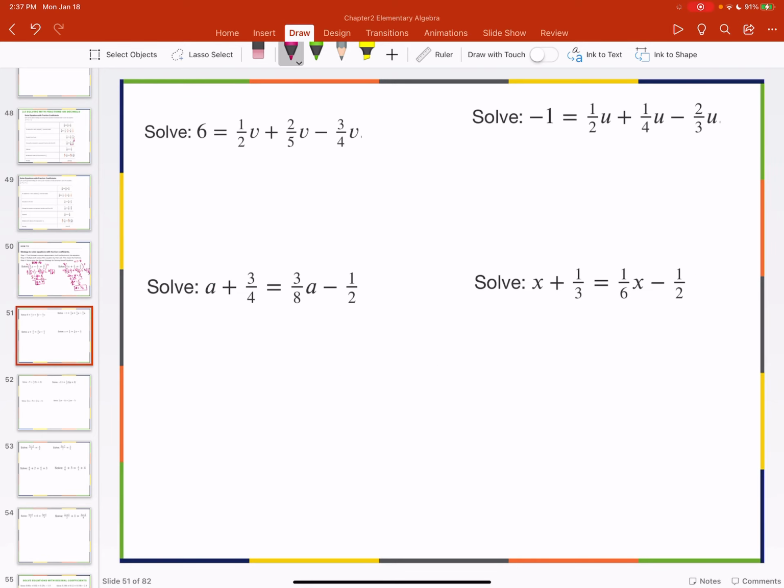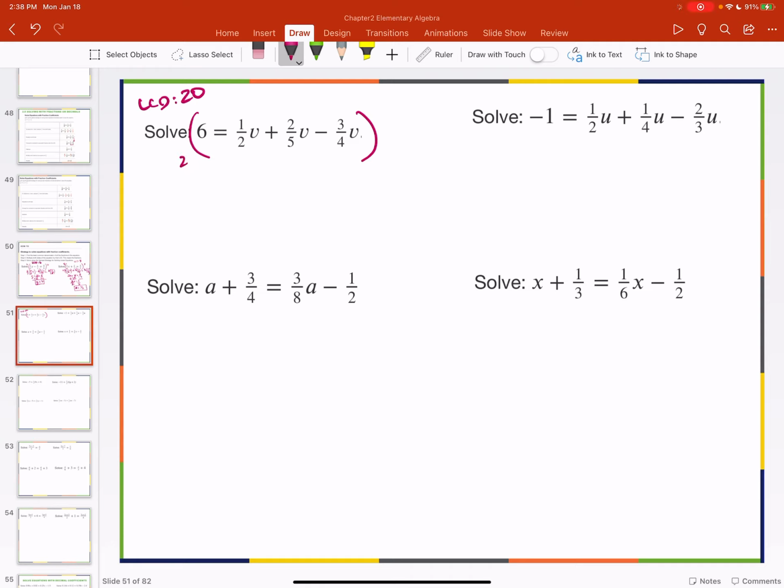Okay, let's do a couple more. So just to practice again, you can pause this, attempt them, and then check with me. So here the LCD for 2, 5, and 4, okay, is going to be what? 20, okay, and you can just check that on your own, prime factorization and all that. Okay, so I'm going to multiply everything by 20.